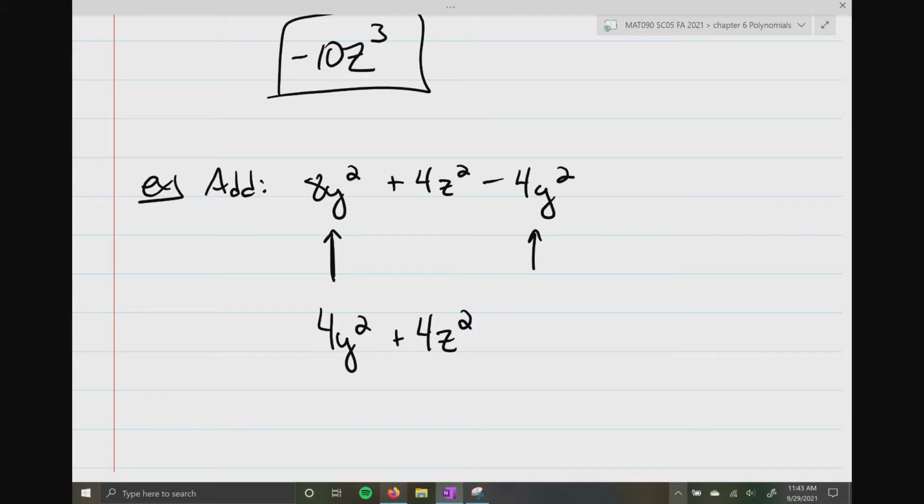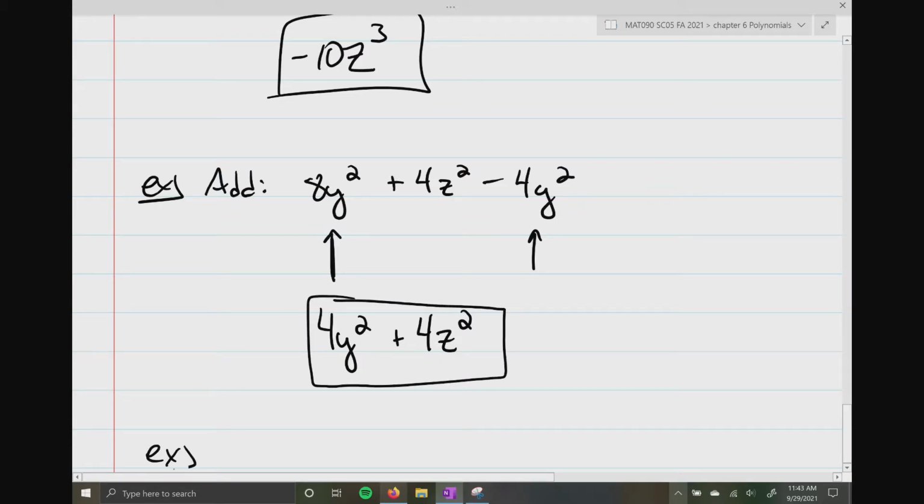How are we looking so far? Pretty good? All right. This next problem will be the easiest one of the day.